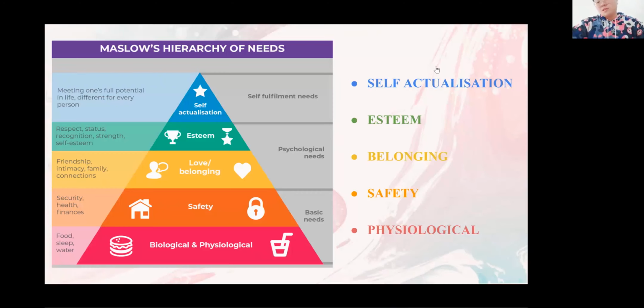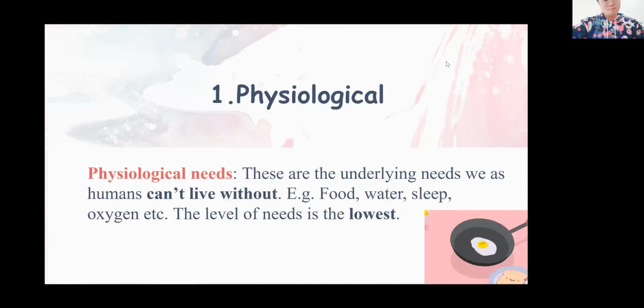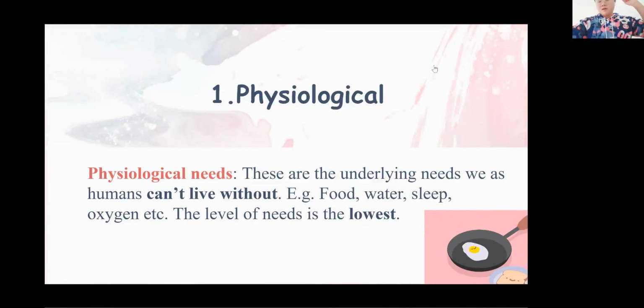American social psychologist Maslow developed a famous theory called Maslow's hierarchy of needs, which divides a person's needs into 5 levels. Okay, the first one. The lowest level is called physiological needs.